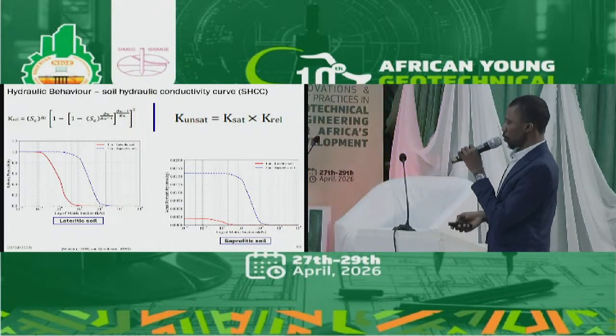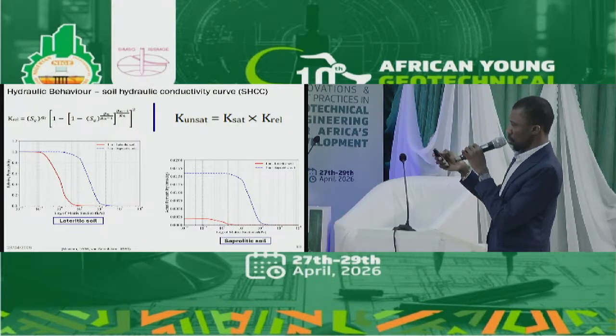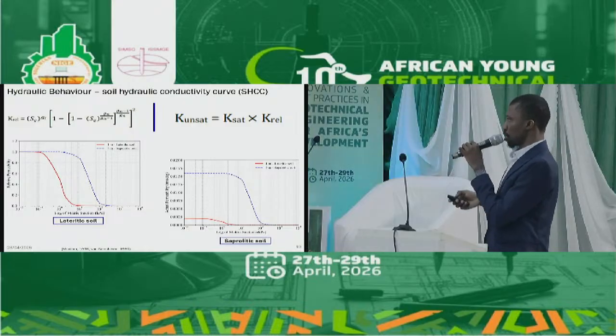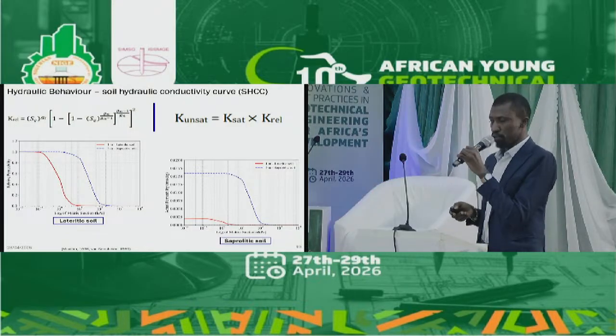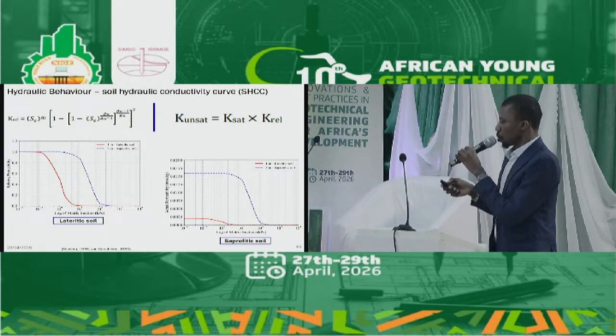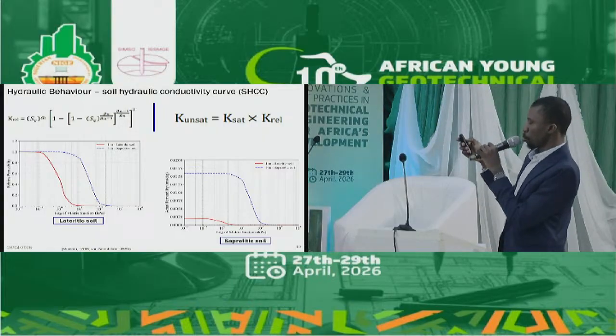Going further, we also have the hydraulic conductivity, which depends on the Mualem expression. Because of the difficulty in measuring the unsaturated hydraulic conductivity, it is a common practice to use a relative permeability to multiply the saturated permeability. Once you get the saturated permeability from the soil, you multiply it by the relative permeability, and you are able to get the variation of unsaturated permeability within the soil.